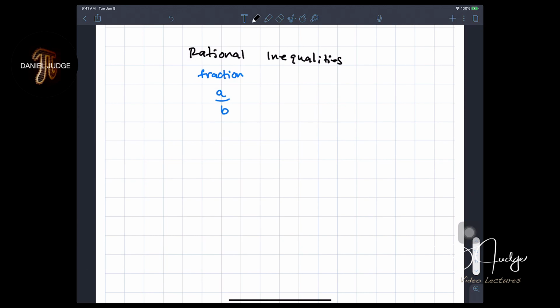So for example, if you have x over, and we can go to a little bit more. Let's say I have (x plus 1) over (x minus 2), and they want to know where this thing is greater than 0. So here's an example we're going to start with. Now, the reason it's rational is because it's a fraction.